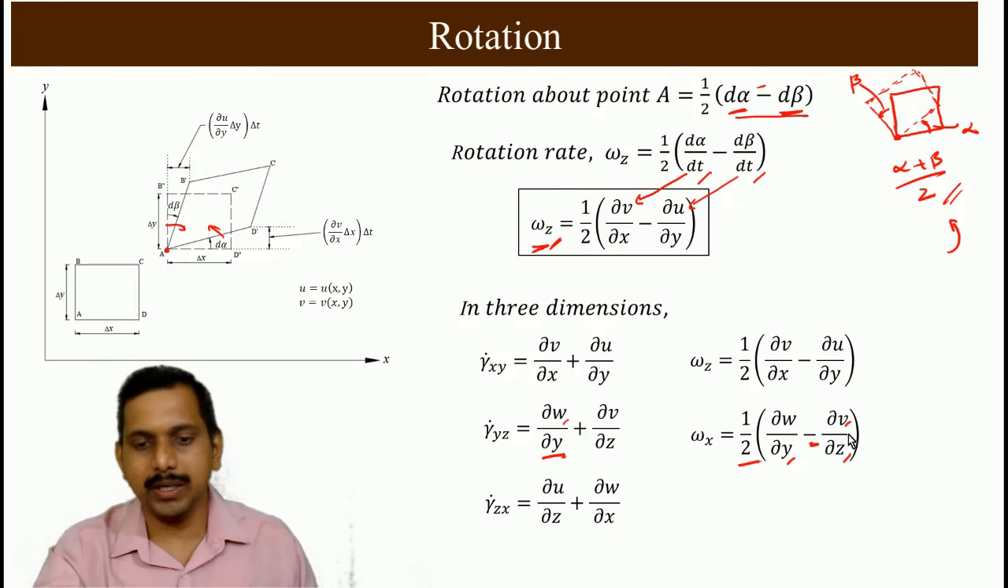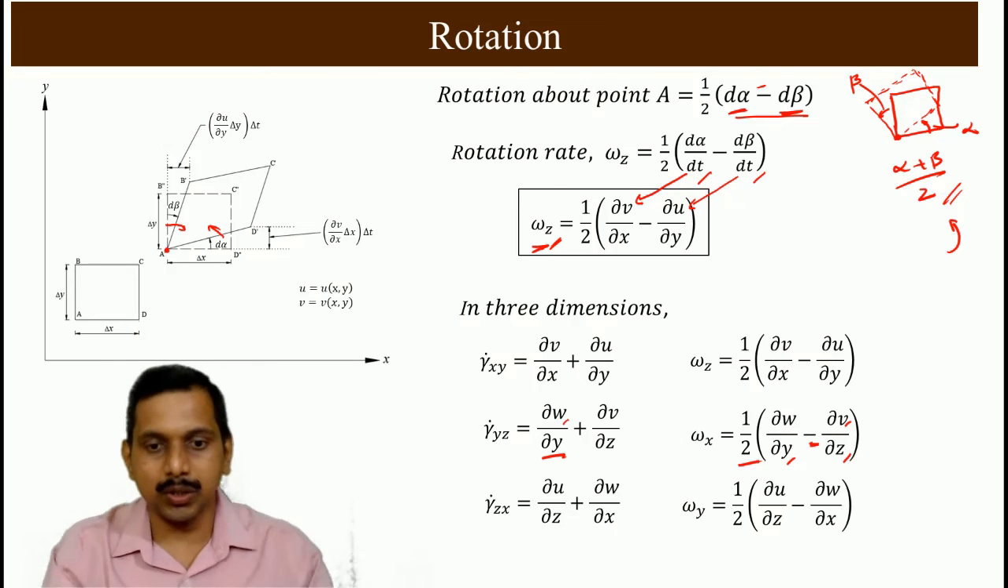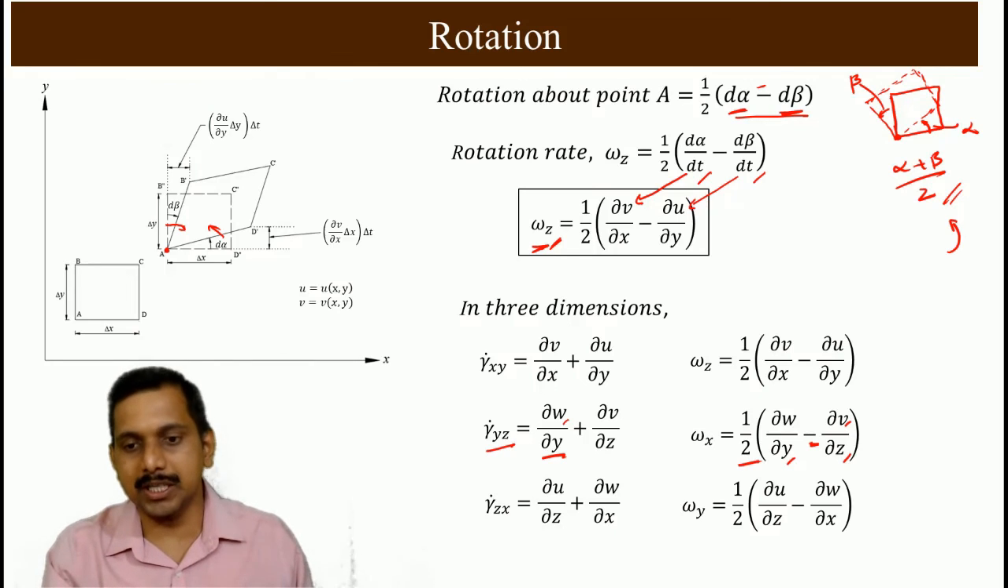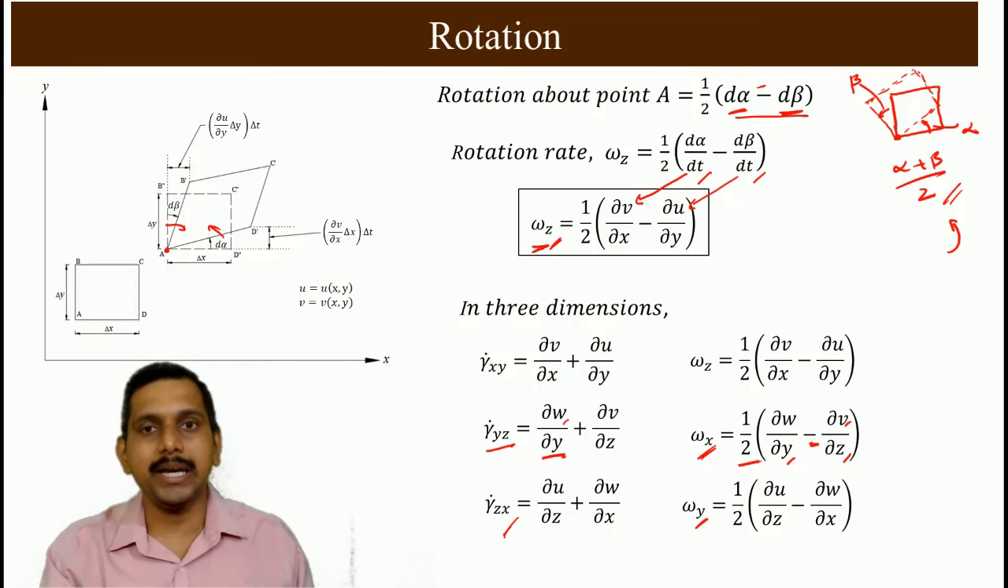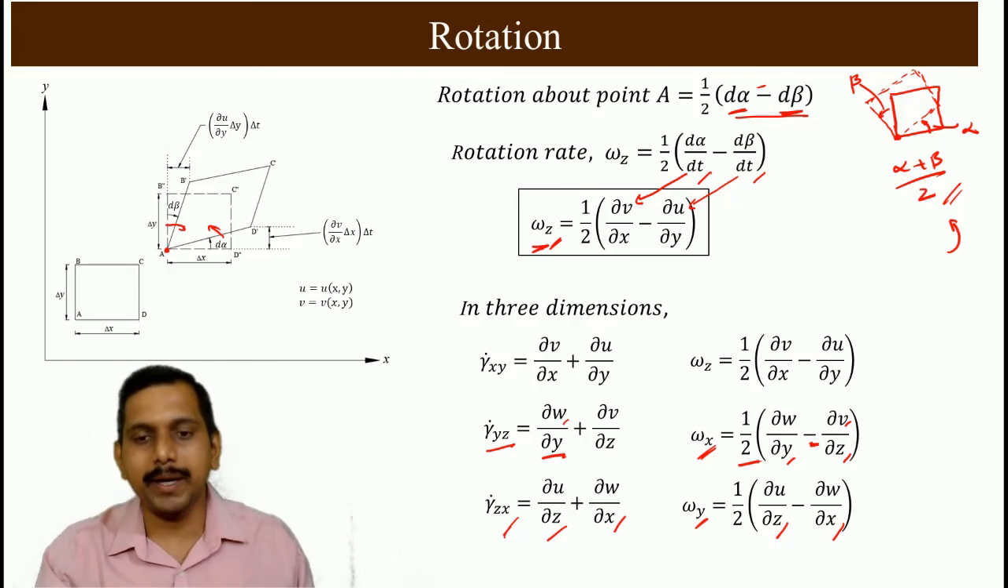Similar way, the last one is zx. So if I consider yz plane, it is rotation about x axis. Similar way, zx plane, rotation about y axis. So it is given by dou u by dou z plus dou w by dou x for the strain rate, and dou u by dou z minus dou w by dou x for the rotation.